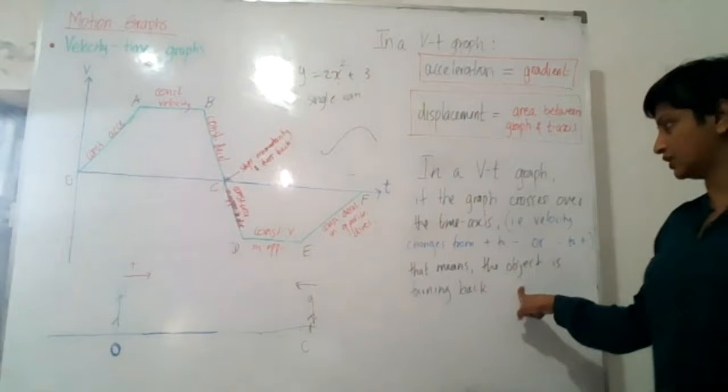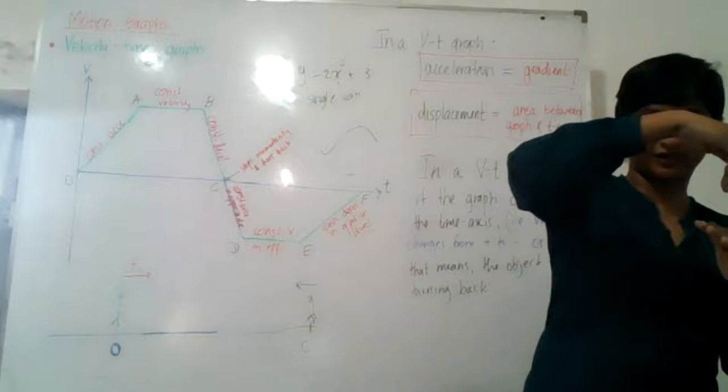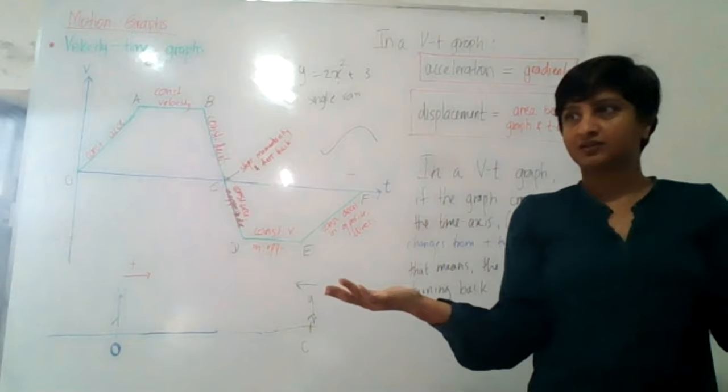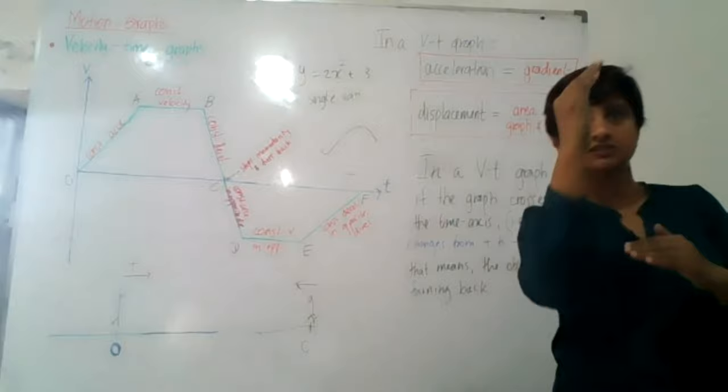Just to emphasize, in a displacement time graph, the object coming back is indicated when the graph turns back down. It goes up or down when it has a turning point, basically. You understand that? Are you listening? Did you understand what I said? In a displacement time graph, a change in direction of the object is indicated when the graph turns.